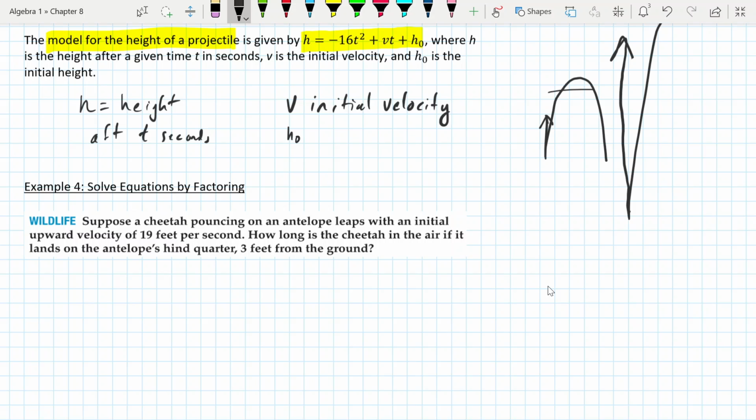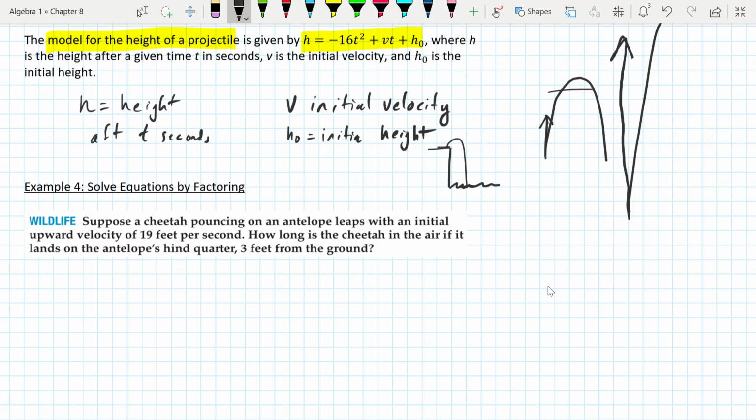And the h naught, that's just the initial height. Oops, let me spell height correctly. So the idea is maybe you are a cliff jumper, someone who jumps off really high cliffs, right? You could get a nice jump in the air, but then you land way down where the water is in the ocean. So your initial height changes the function because you started up higher.